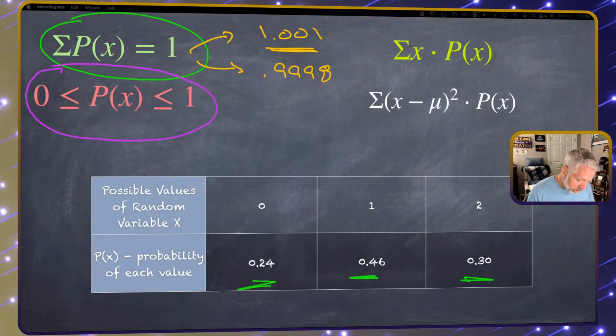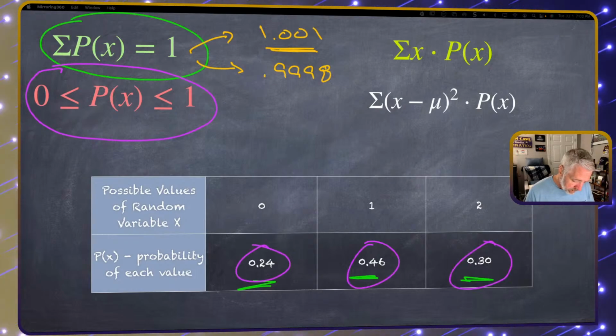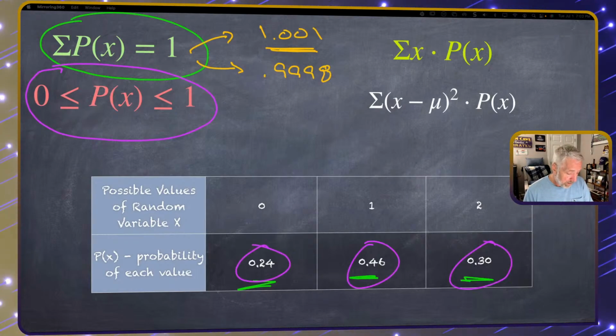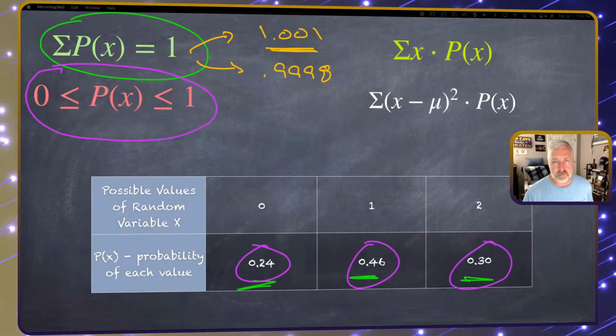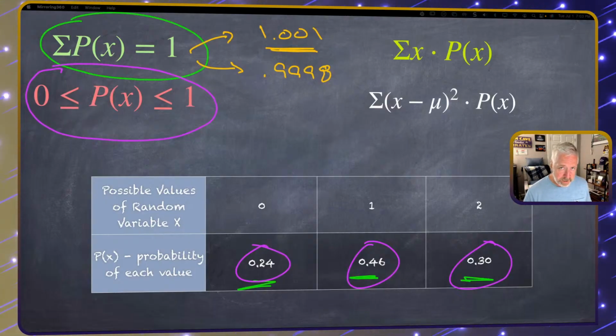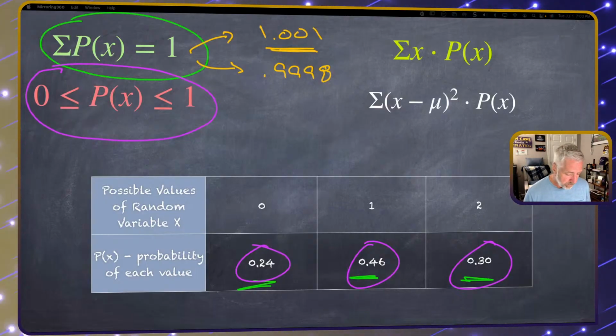All of your probabilities, no surprise there. This one, and this one, no matter how many there are, they all have to fall between 0 and 1. It's that range of probabilities rule that we study with basic probability. So even with the distributions, that never changes, stays the same throughout.